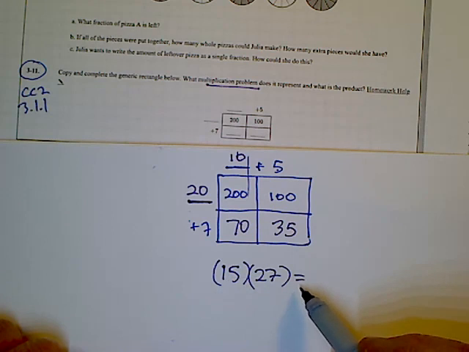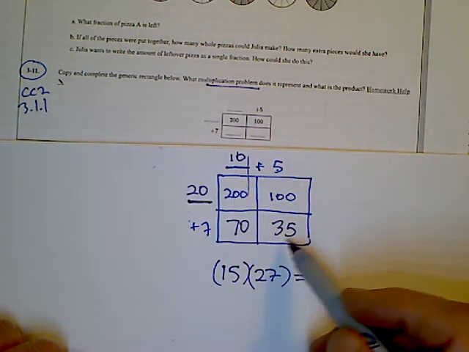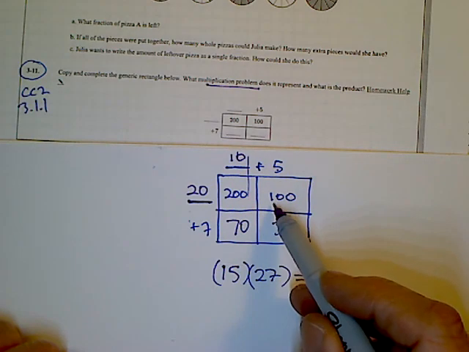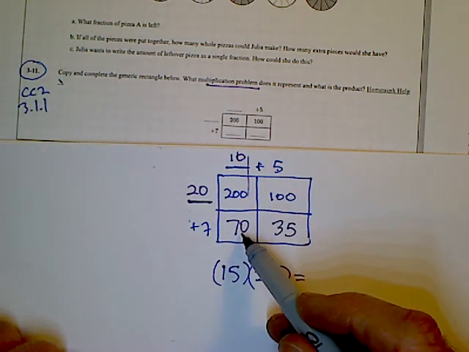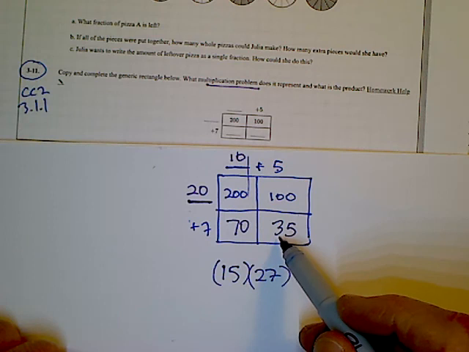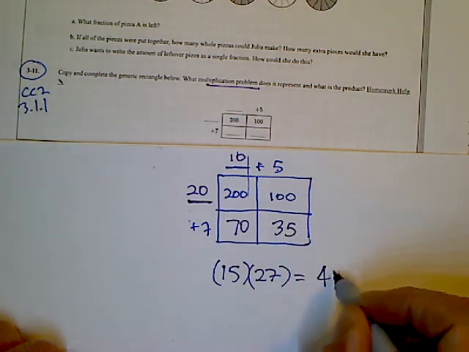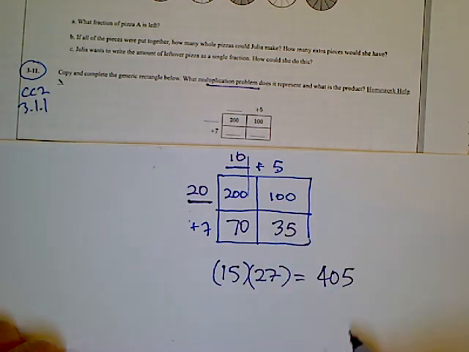And what did that equal? Well, you can multiply this using the standard algorithm, or at this point we can look at the addition of this. So 200 plus 100 is 300, plus 70 is 370, plus 35 is 405. So that was filling in the generic rectangle and writing out the multiplication problem with the product that went along with that generic rectangle. There you go.